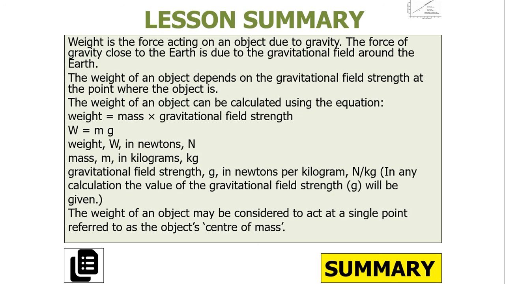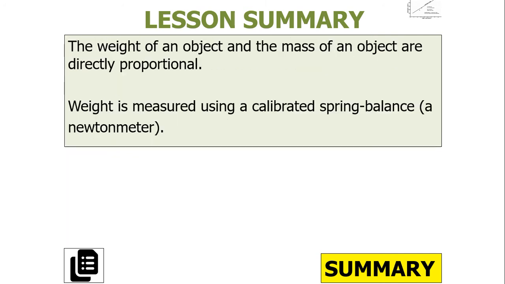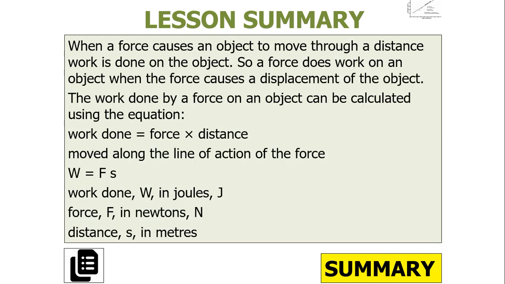Weight is the force acting on an object due to gravity. The force of gravity close to the Earth is due to the gravitational field around the Earth. The weight of an object depends on the gravitational field strength at the point where the object is. Weight is equal to mass times gravitational field strength, and the weight of an object may be considered to act at a single point, referred to as the centre of mass. The weight of an object and the mass of the object are directly proportional, and the weight is measured using a calibrated spring balance called a Newton meter.